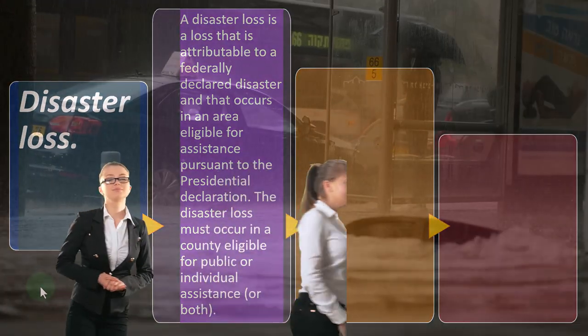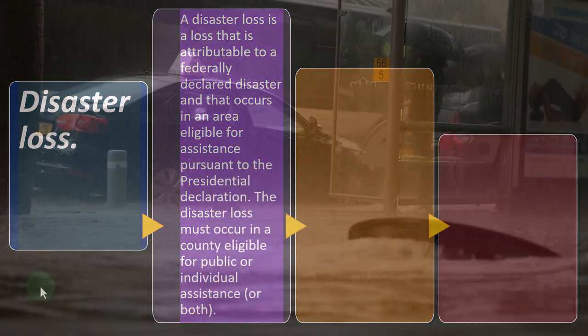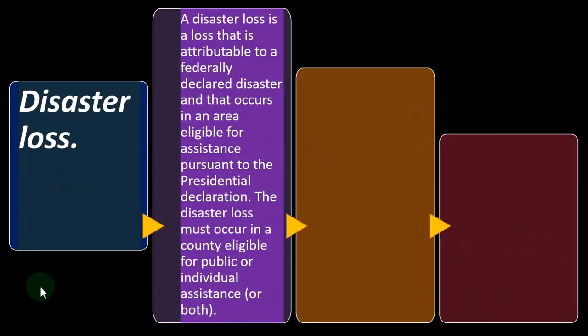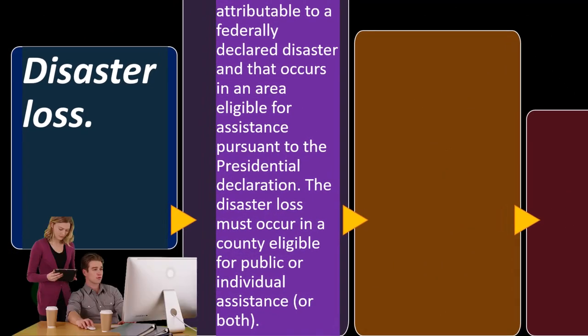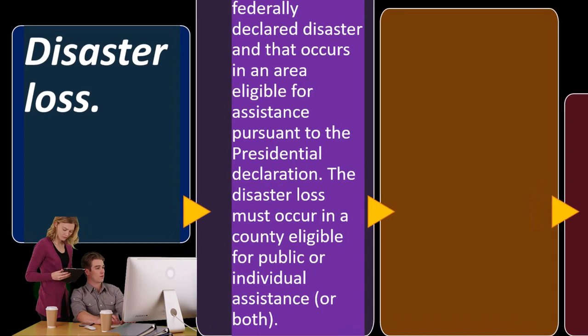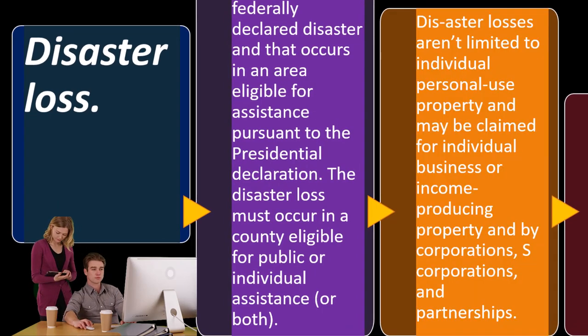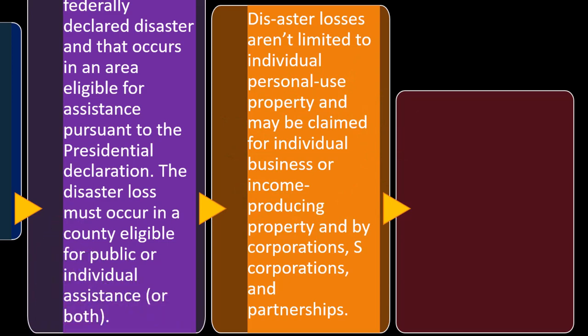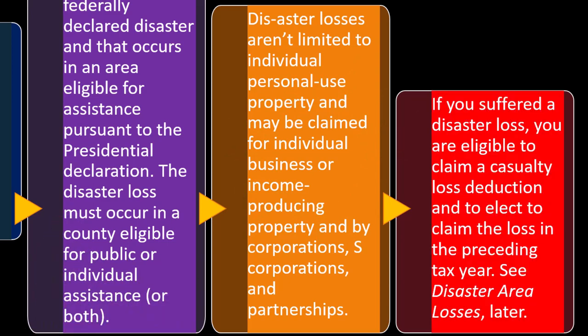Disaster loss. A disaster loss is a loss that is attributable to a federally declared disaster and that occurs in an area eligible for assistance pursuant to the presidential declaration. The disaster loss must occur in a county eligible for public or individual assistance, or both. Disaster losses aren't limited to individual personal use property and may be claimed for individual business or income producing property and by corporations, S corporations, and partnerships.